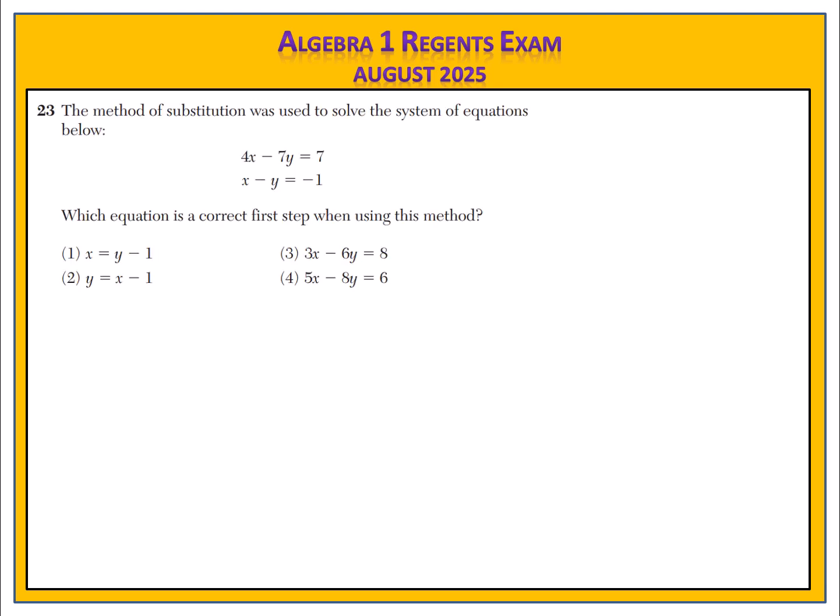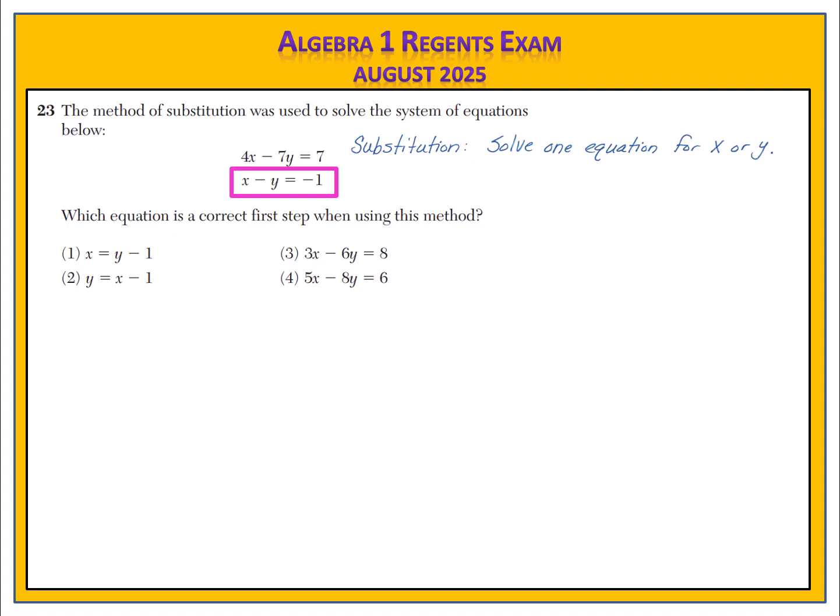Problem 23. The method of substitution was used to solve the system of equations. Which equation is a correct first step when using this method? First of all, we have many methods we can use to solve a system of equations. They specifically told us here that we use the method of substitution. This means that we must solve one of the equations for either x or y, and it doesn't matter which equation. But as a general rule, we look for whichever one requires the least amount of work.